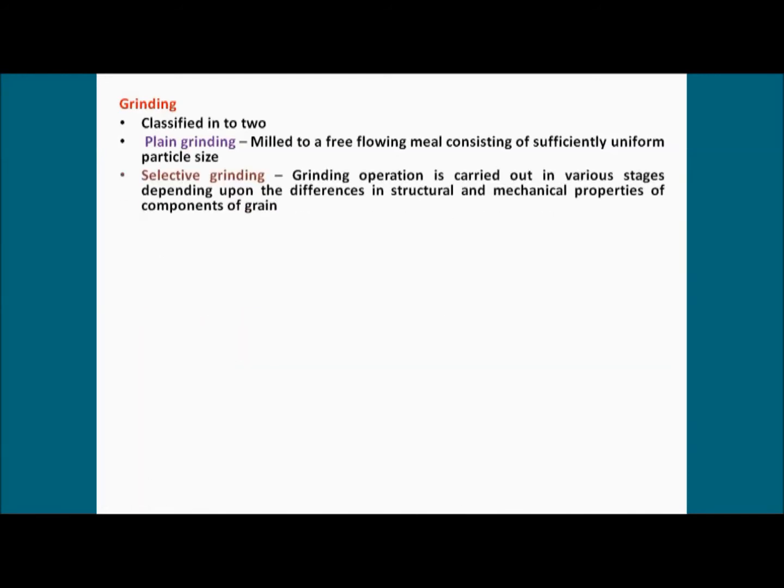Whereas in selective grinding, the grinding operation is carried out in various stages. Means the selective grinding takes place in different stages depending upon the difference in the structural and mechanical property of the components of the grain. Suppose we are going to grind it in 2 or 3 subsequent stages. Earlier it will be broken down into a medium size, then again into a smaller size particle, then finally it will be broken down into a fine particle, right?